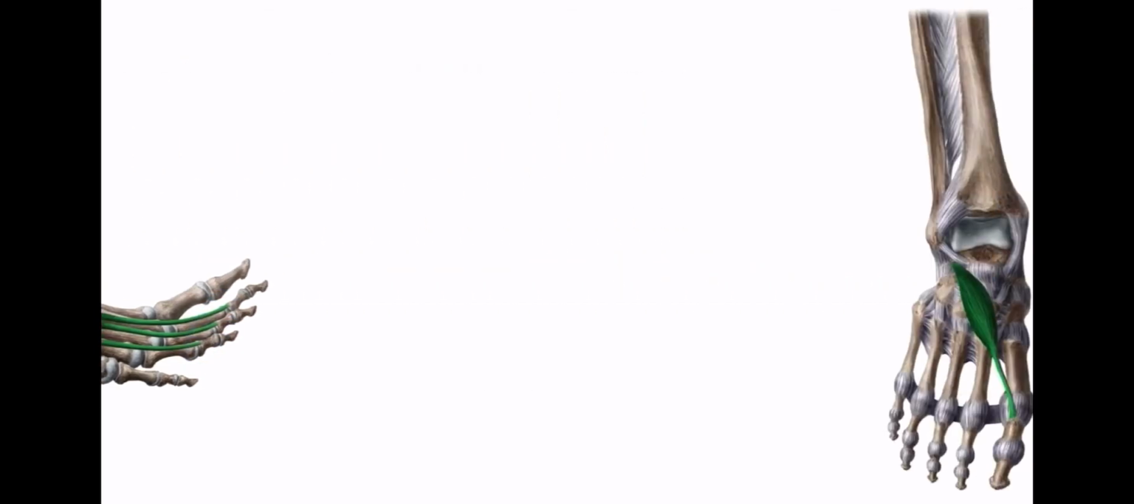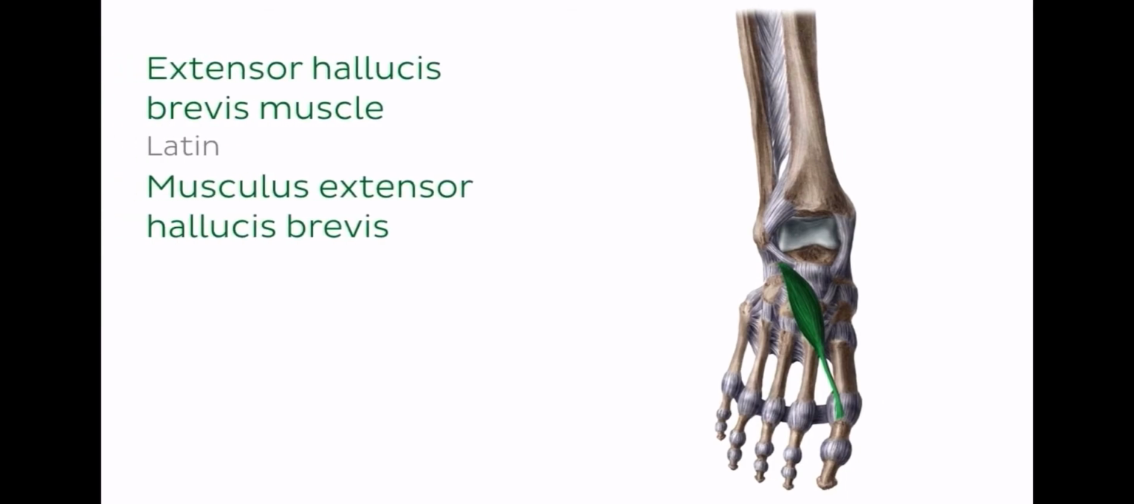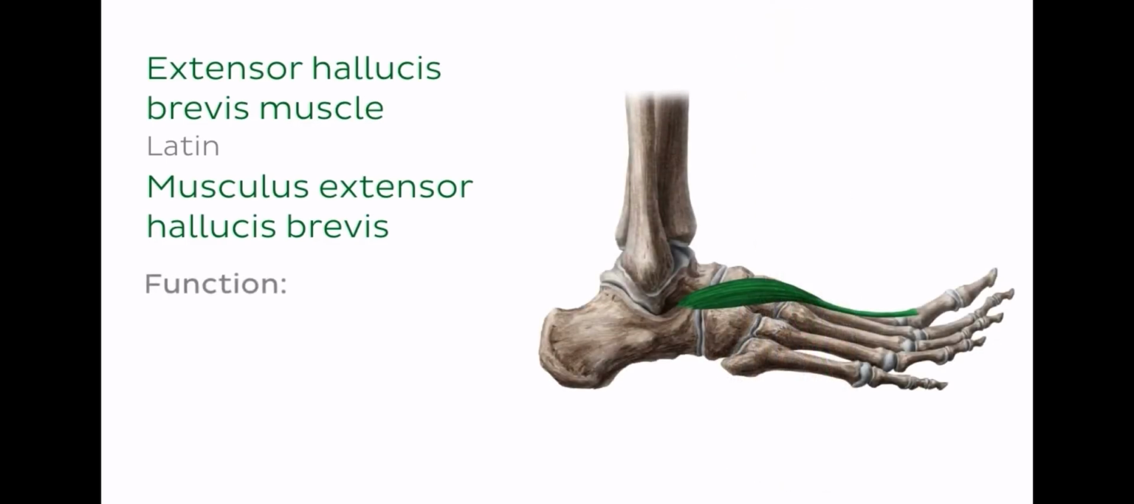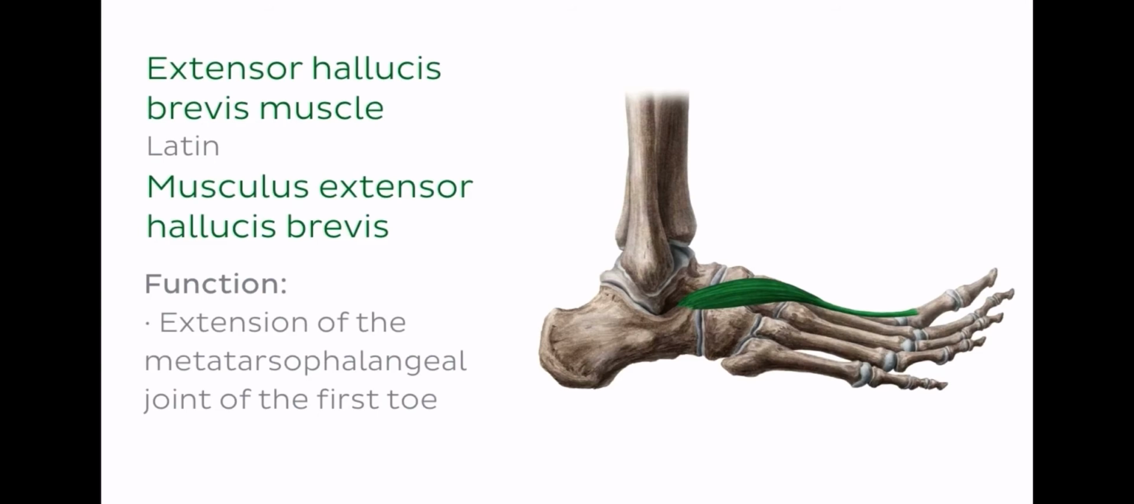If there's an extensor digitorum brevis muscle, then of course you can be sure that there's an extensor hallucis brevis muscle. And of course we're looking at a superior view, but let's switch over to a lateral view. The extensor hallucis brevis muscle extends the metatarsophalangeal joint of the first toe, and over here I'm just circling the metatarsophalangeal joint of the first toe.